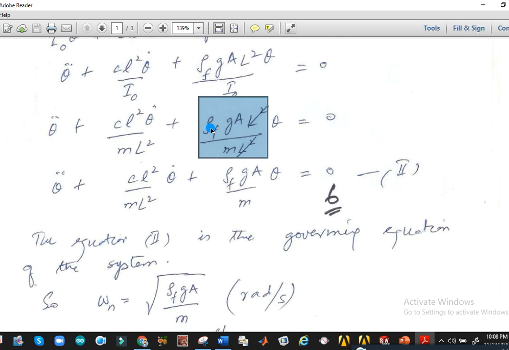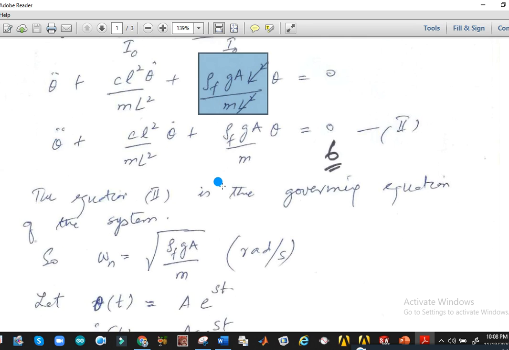Now we know that the square root of this term will be actually the rotational natural frequency. Okay, so you can see omega n is equal to square root of rho g a over m, and it will be in radians per second. So this is your rotational natural frequency. Okay, if this is your rotational natural frequency, what do we have to find out? We need to find out what should be the ratio of both the distances if it is critically damped.